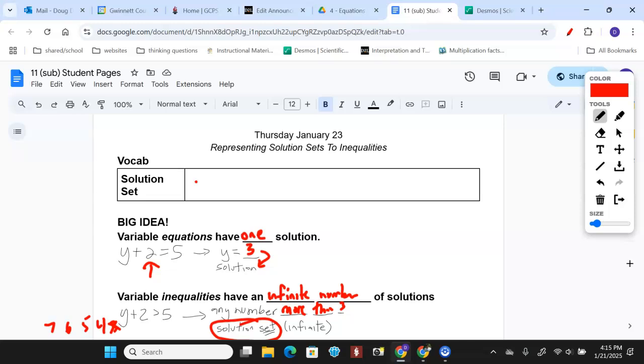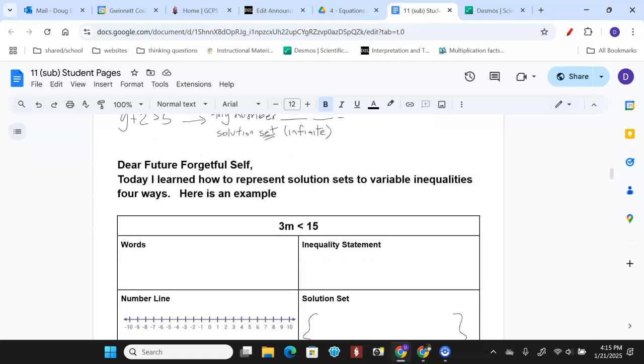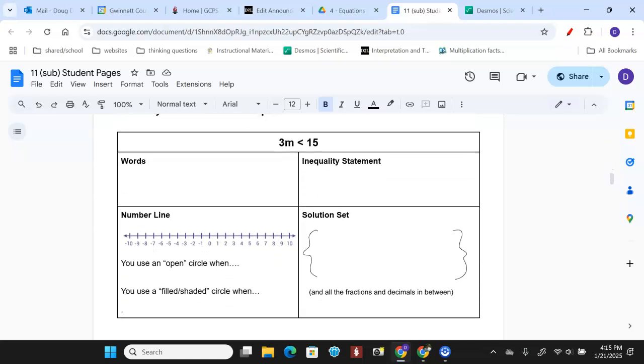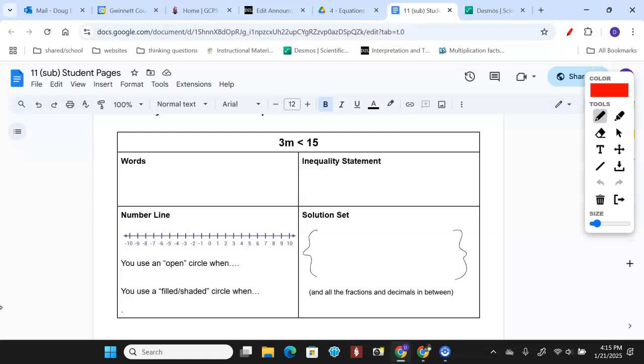So a solution set is all the numbers that make an inequality true. And you're going to hear me say that a lot for the rest of the year. Equations have a solution, inequalities have a solution set, a whole lot of possible numbers that y could be in that case. So that's some vocab. Let's do an example here so that you have one really nice one to look back at when the time comes.